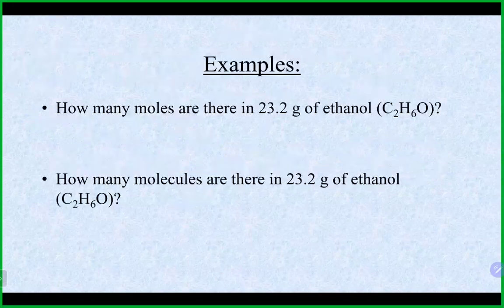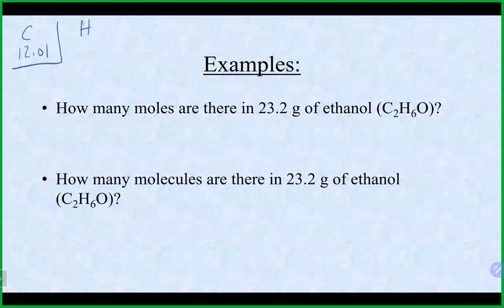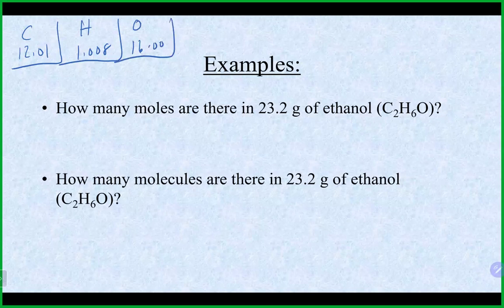All right, why don't you try a couple of these here? How many moles are there in 23.2 grams of ethanol? And also, how many molecules are there in the 23.2 grams of ethanol? Let me give you some numbers that might be helpful. 12.01 for carbon, hydrogen 1.008 from the periodic table, and oxygen about 16 there. All right, let's take a few moments there and calculate each of those there and see what you come up with.